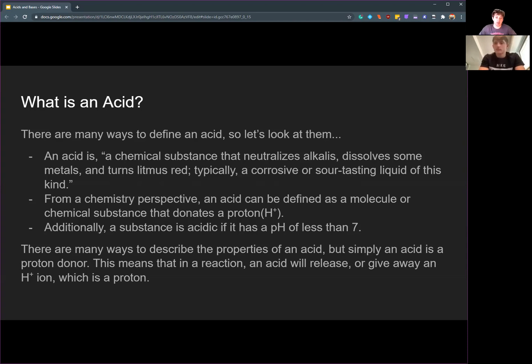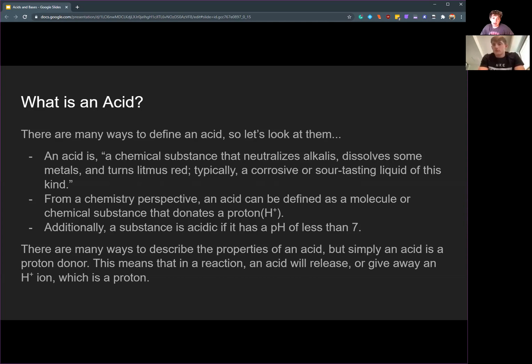It dissolves some metals and turns litmus red, which is a paper indicator that turns red or blue based on the acidity level of the substance that it's dipped in. And typically they are corrosive and sour tasting liquids, and they're always diluted in water.